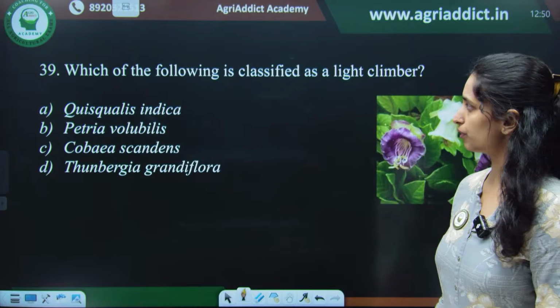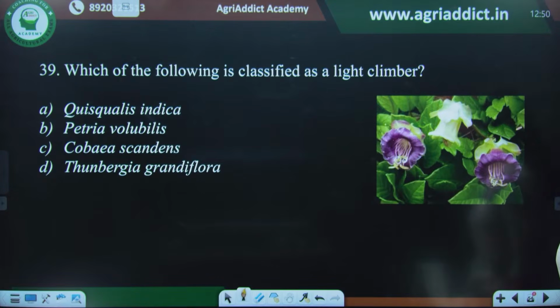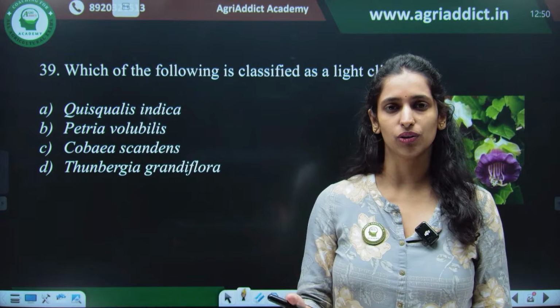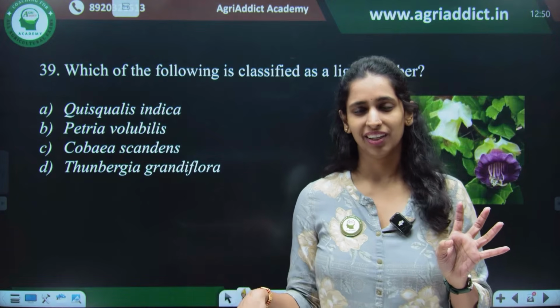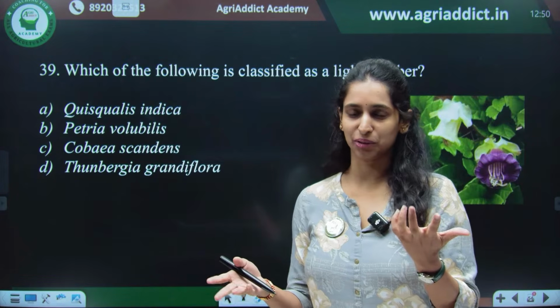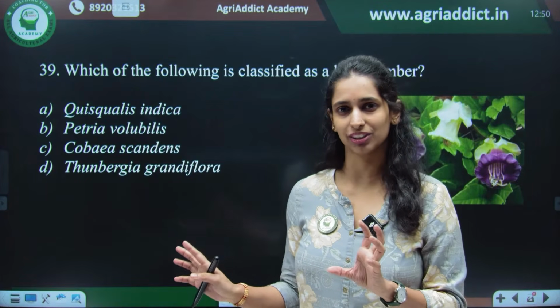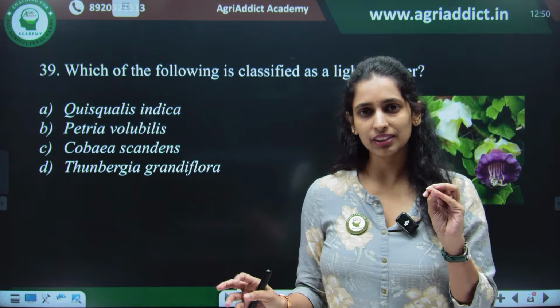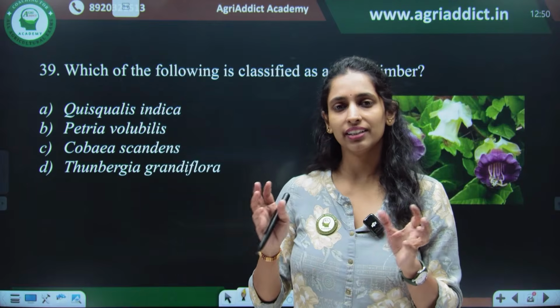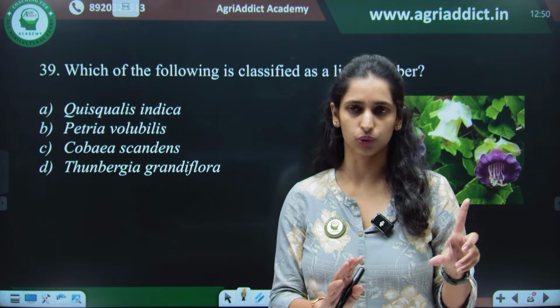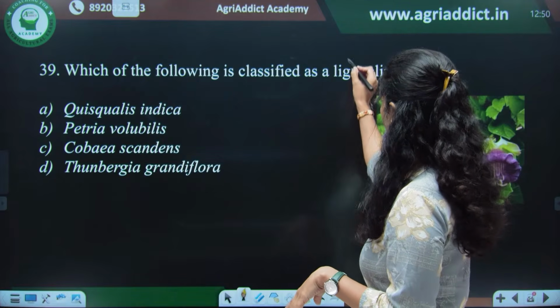Next one, which of the following is classified as a light climber? This is asked in our batch also, in the previous batch also, light climber and heavy climber. मुझे पता नहीं इनको क्यों ये क्वेश्चन पसंद है. There is no role of it in landscaping that much. So light climber means growth will be very slow, light means slow growth. We can remember slow growth.